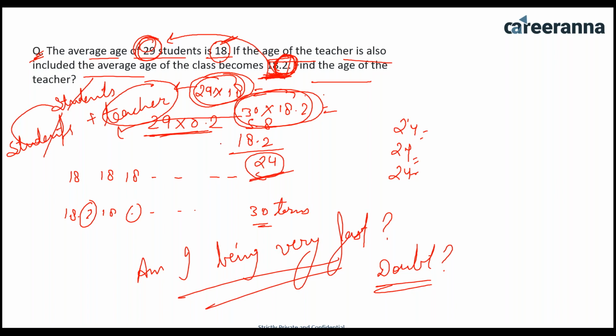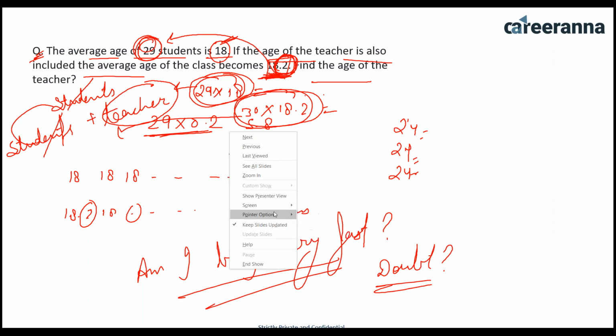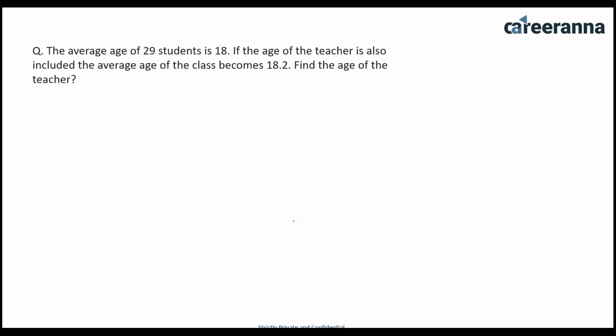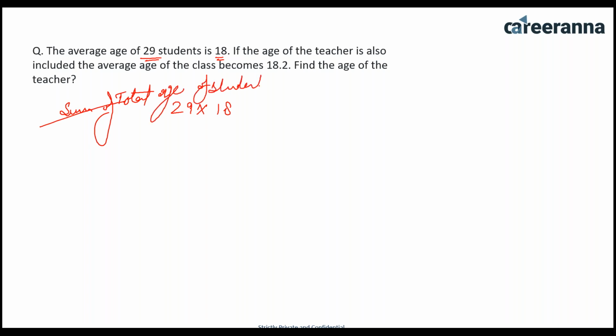24. Okay, Malika, let me explain it. Guys, a lot of you are facing doubt in that question. So let me do it for you. Okay. So the question says average age of 29 students is 18. 29 multiplied by 18. This is like total age, you can say. Total age of students. What is the value? Guys, can you please tell me what will be the value? 29 multiplied by 18. 522.